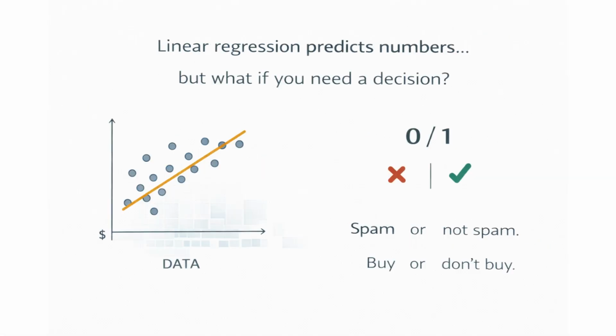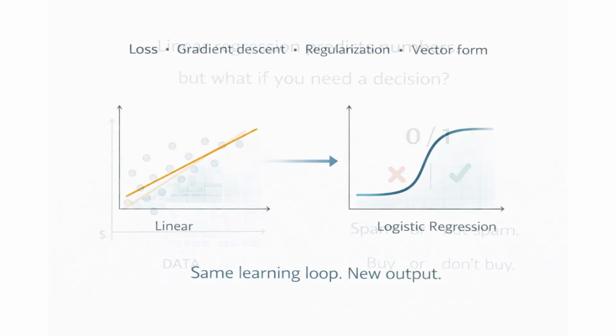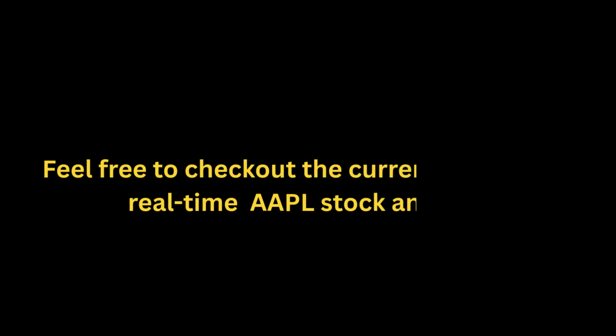But linear regression has a hard limit. It predicts numbers. What if the answer is not a number, but a decision? Yes or no? Spam or not spam? Buy or don't buy? In the next video, we take everything you've learned, loss, gradient descent, regularization, vector form, and we change just one thing: the output. Logistic regression is not a new model. It's linear regression with a smarter question. And once you understand that, classification will never feel like magic again.